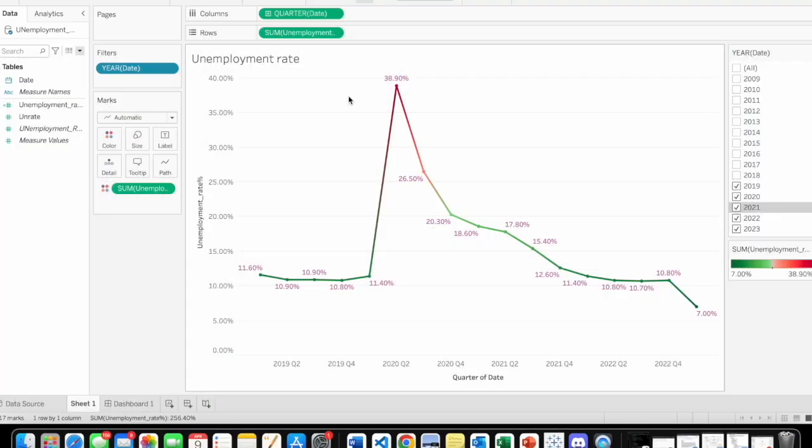So in this graph, you can see that this shows the unemployment rate during the pandemic, and it shows in which quarter of the year the unemployment rate was high. We can see from this graph that in the second quarter of 2020, the unemployment rate went up to 38.90%, which is represented in the red color.